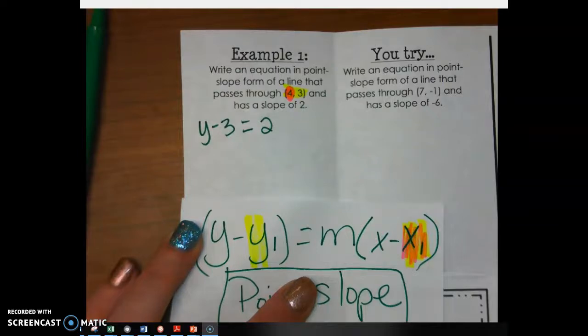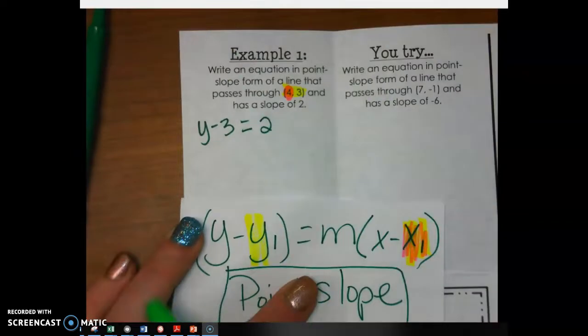Let's see, we need a color for that. Of course, I don't have any more colors. Where did all my colors go? Who is stealing my colors?